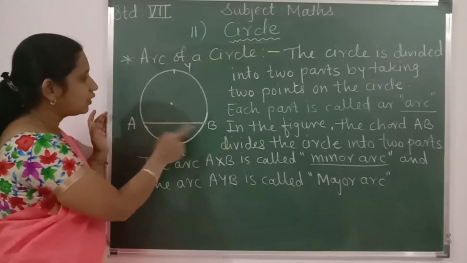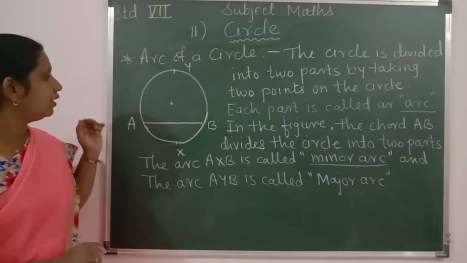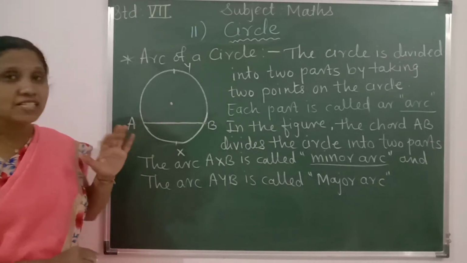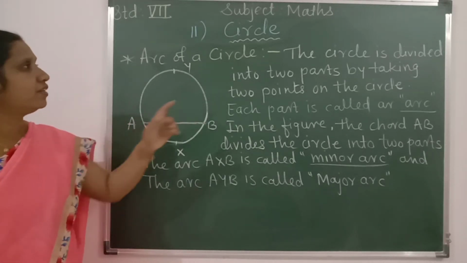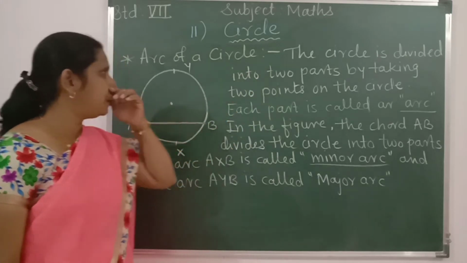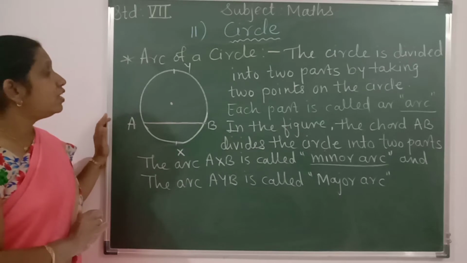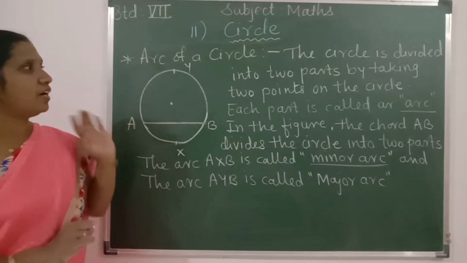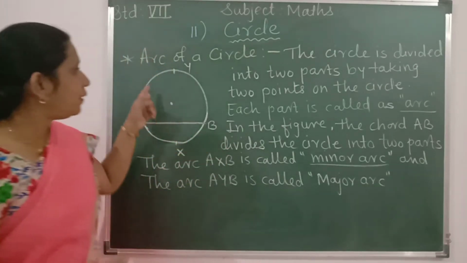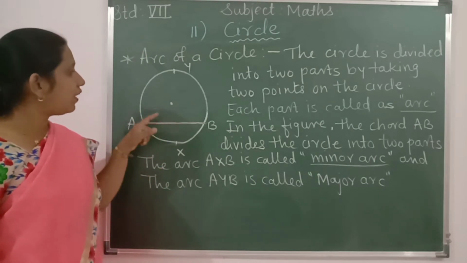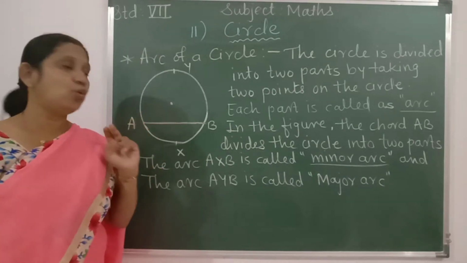We have drawn one chord over here, AB. Then the circle is divided into two parts. The circle is divided into two parts by taking two endpoints on the circle. So each part is called an arc. In the figure, the chord AB divides this circle into two parts.